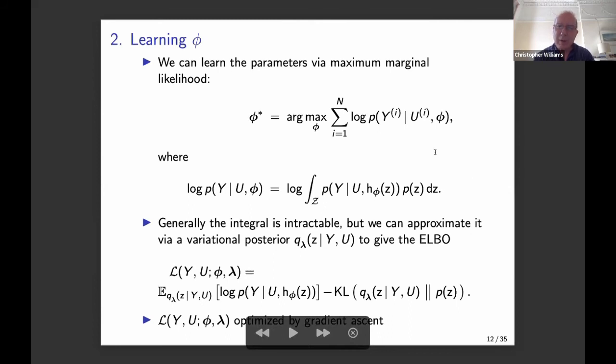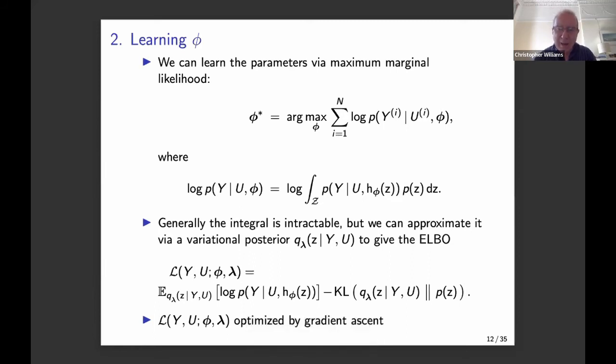The natural way to do this is to maximize the marginal likelihood. If we've got a bunch of sequences indexed by i, we want to maximize the sum of the log probs of the Y's given the U's and the phi's. And of course, when we expand that a little bit, we have to integrate out over p of Z. We've got this prior p of Z, and the thetas are h sub phi of Z. So that's what we want to do.